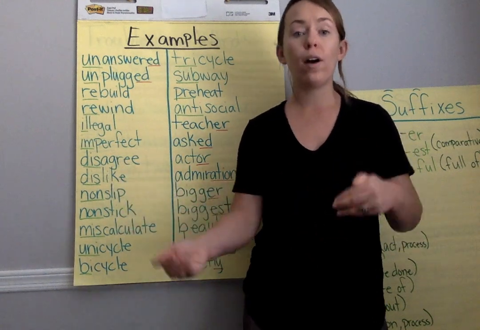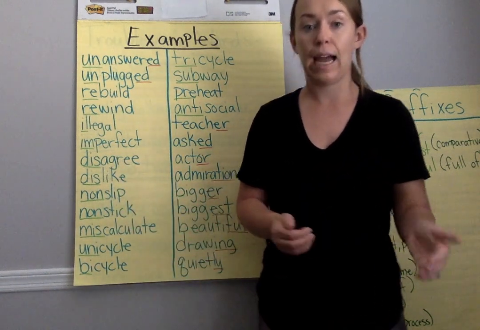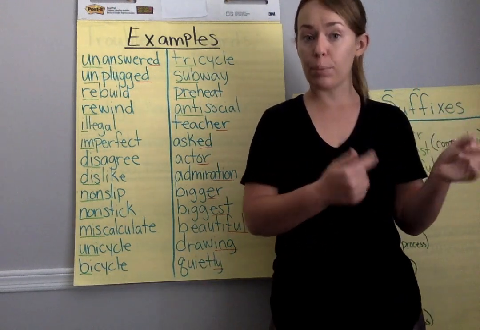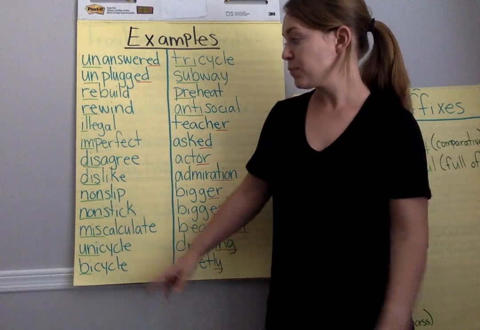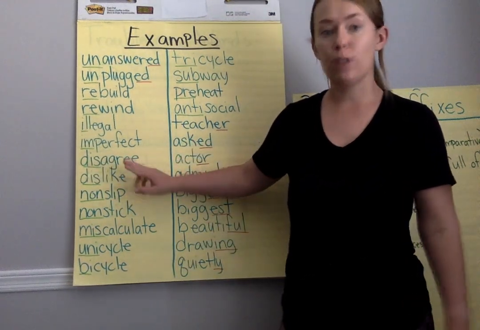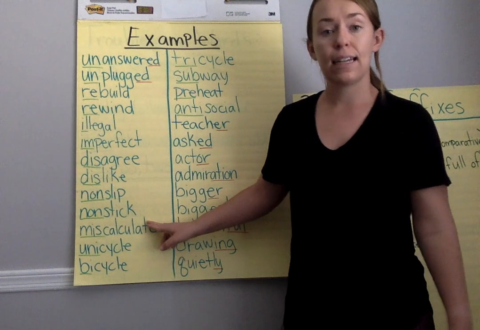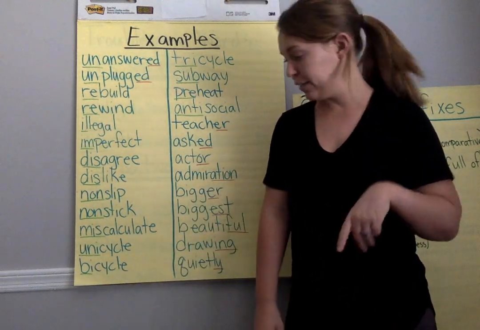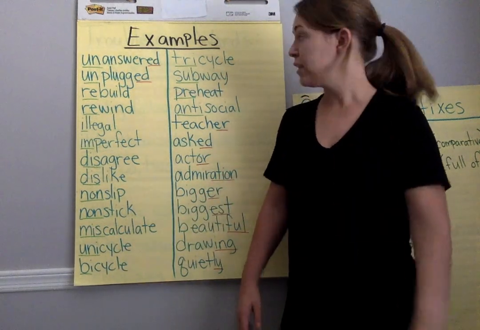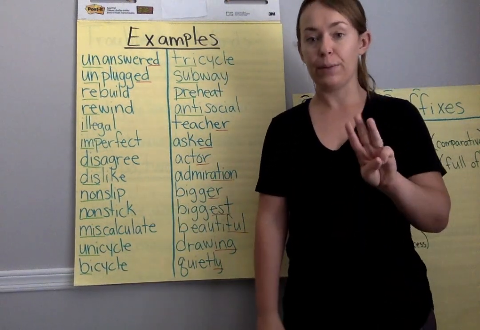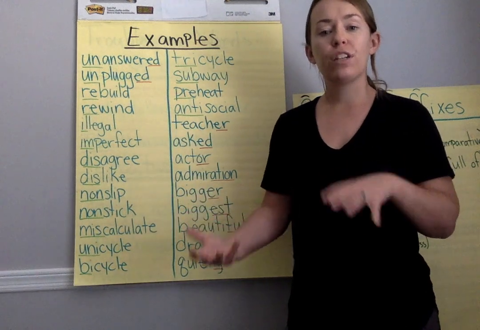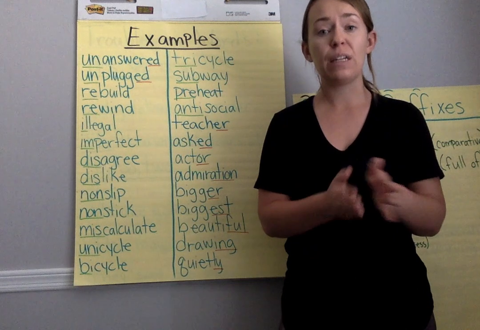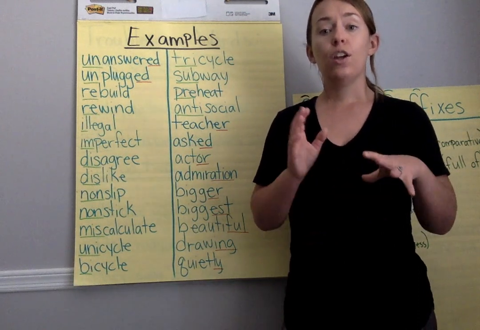So we know what the new definition is when we add a prefix to a word based off of the definitions of the prefixes that we had. Okay? Disagree means to not agree. Non-stick means it does not stick. Unicycle, one wheel. Bicycle, two wheels. Tricycle, three wheels. Okay, so these are just good examples of prefixes and suffixes being used on words.